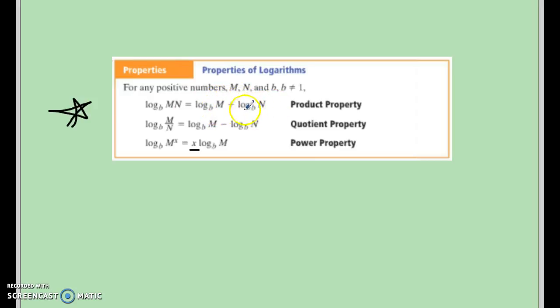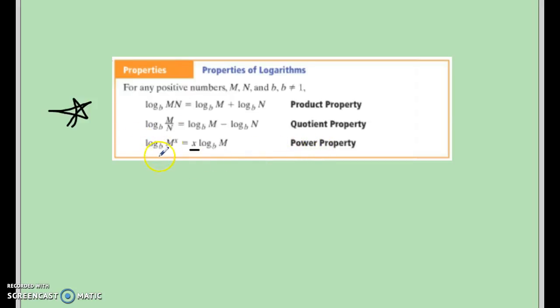I can also work backwards. If I have two different terms being added together with the same base, I can write them as one log. My second property is the quotient property. If I have two terms that are dividing, I can write them as a subtraction expression. And same thing, if I see two terms being subtracted, I can write them as a division, or quotient.